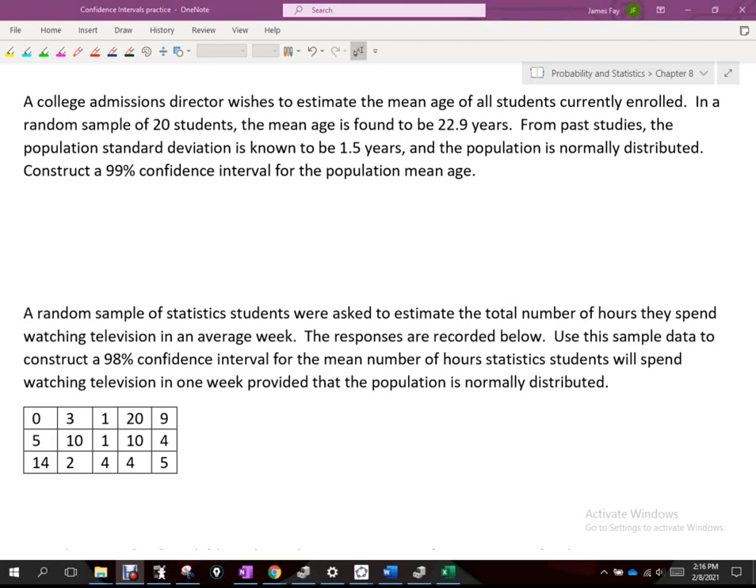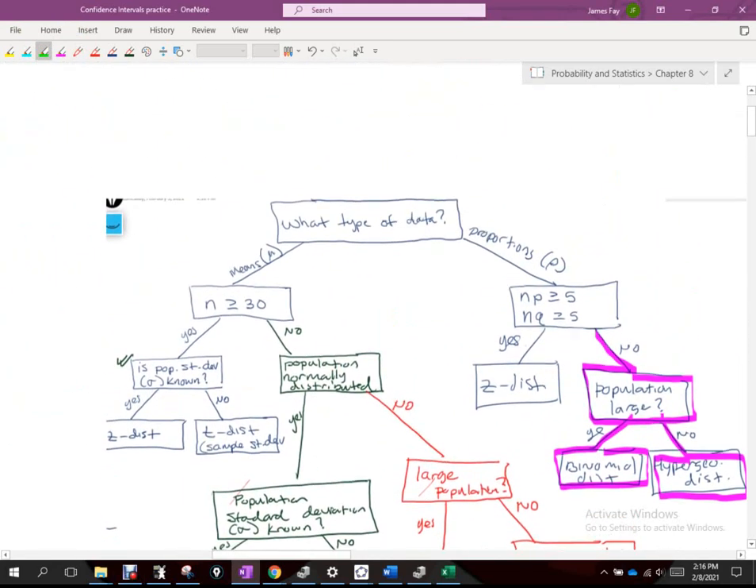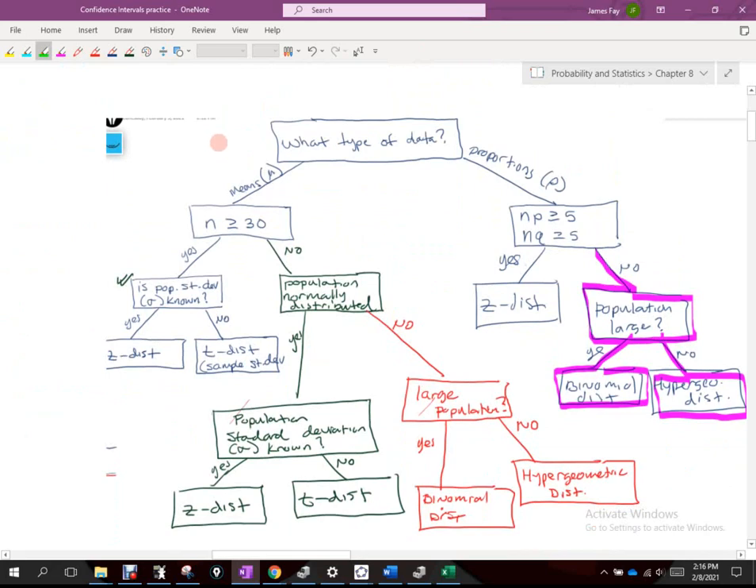So this first question says a college admissions director wishes to estimate the mean age. Okay, so that right away tells me something from my diagram, from that chart we made a couple days ago. We're looking at means here. So if we go over to our chart, means, basically it tells me we're going to go down this branch. This stuff on the right, we haven't even talked about proportions yet, so obviously that would be another reason why we wouldn't go down here. But we're going to go down, talk about means.